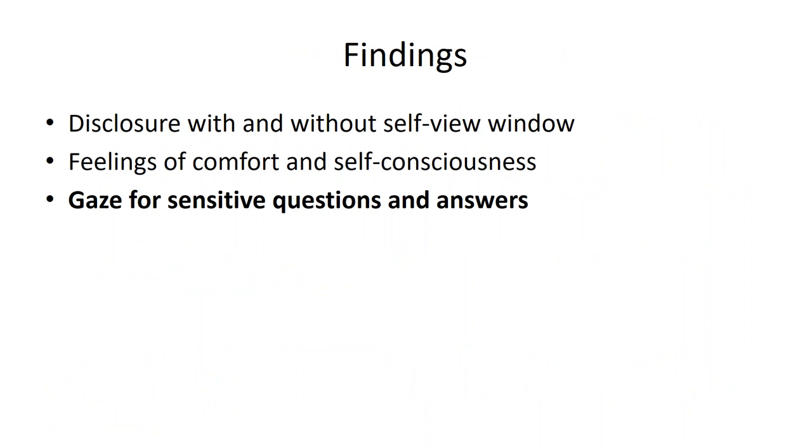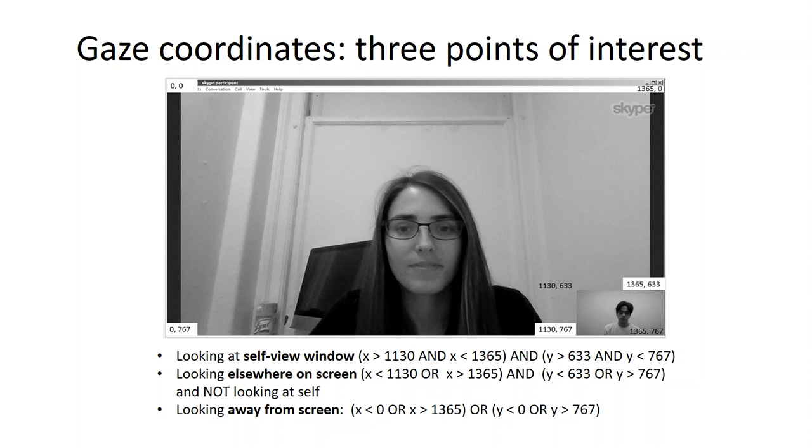Now, what about gaze for sensitive questions and answers? Well, we had 3 points of interest that were identified using pixel-based coordinates from the eye tracker output. We had the self-view window, the screen or interviewer, and away from the screen entirely. And so gaze measurements that fit within those 3 regions were counted accordingly and connected with the corresponding question-answer sequence for each participant. So this was done for each row of gaze data, X and Y coordinates at a rate of 30 frames a second, resulting in about 3 million lines of data.